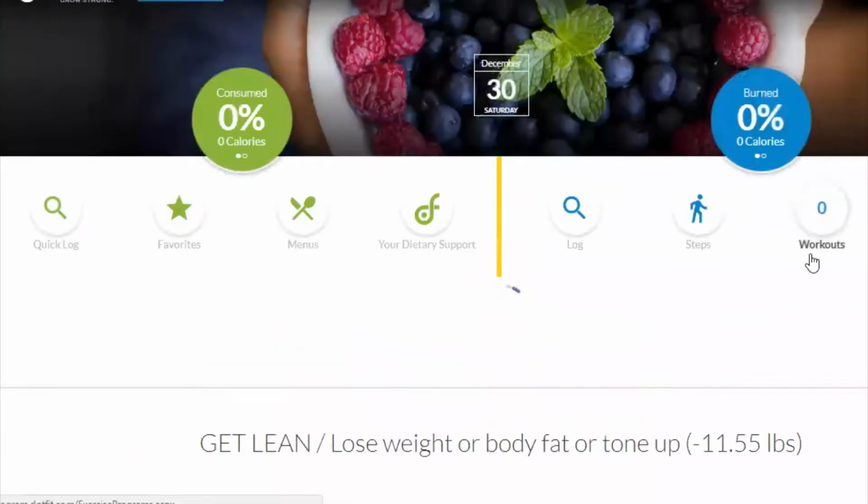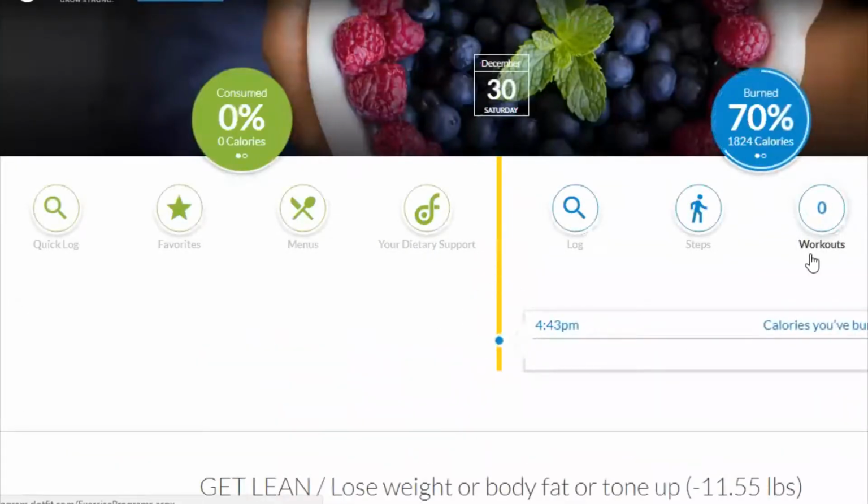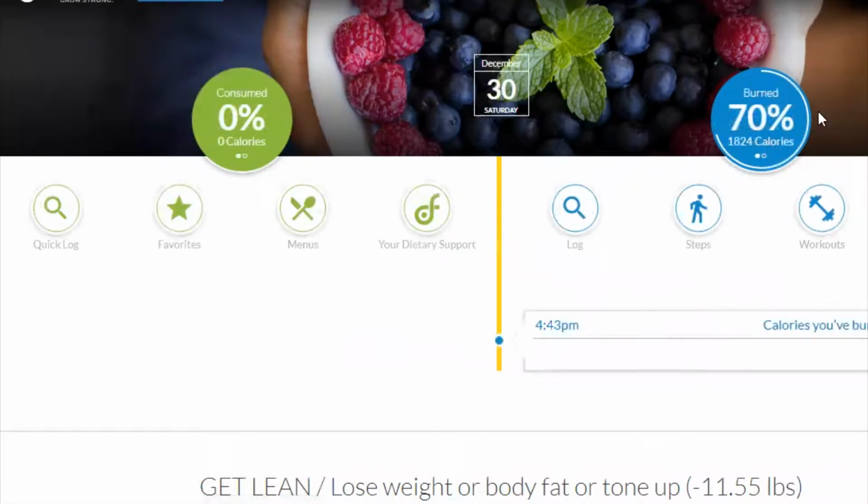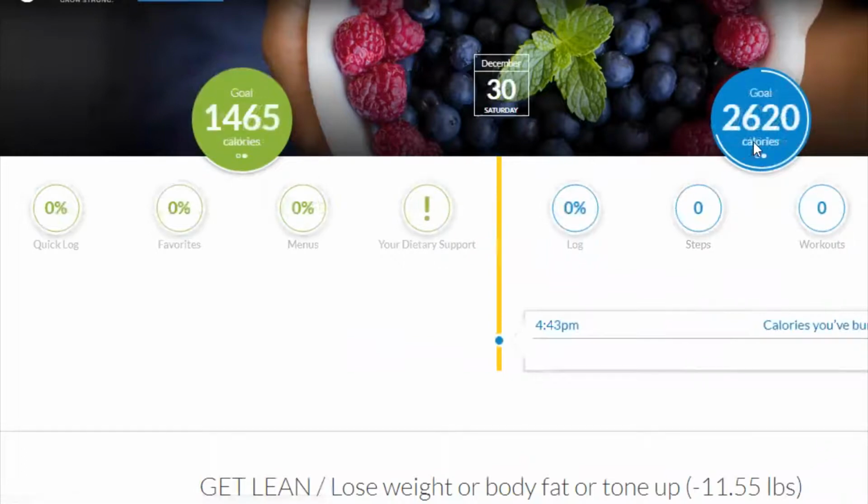All right, so let's go into our summary. And for me, based on my activities and my goal to accomplish that body composition in the shortest period of time, it wants me to take in 1,465 calories, okay? My total energy expenditure, what it's expecting me to burn throughout the day, is 2,600 calories, okay?